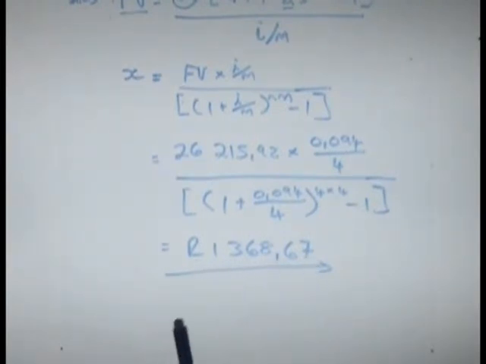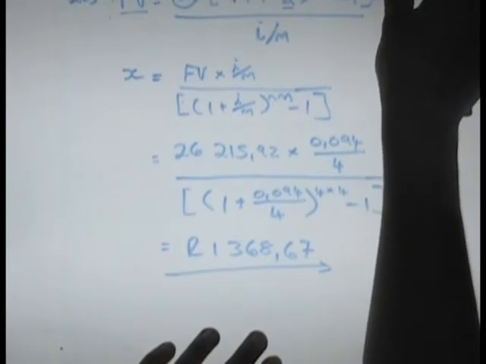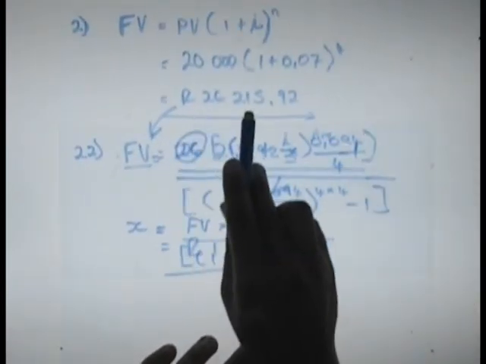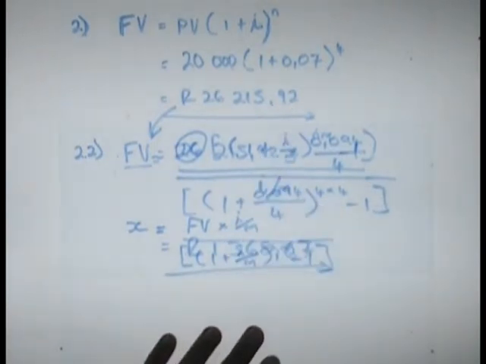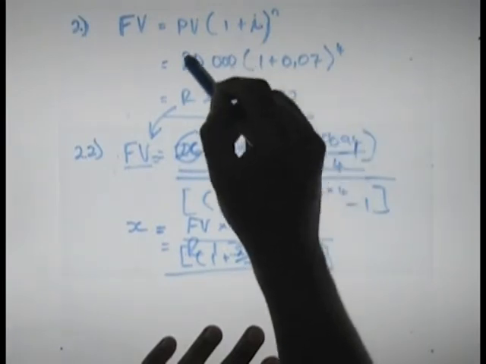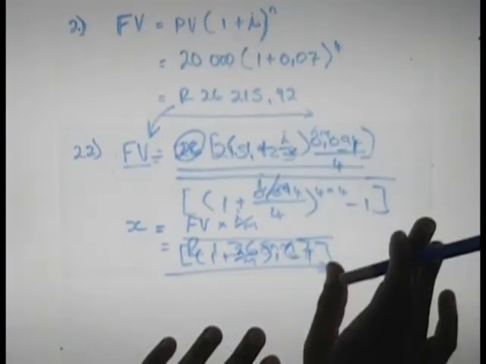Company A will have to pay 1,368 Rand and 67 cents every 3 months into the fund to, at the end of 4 years, have a value of 26,215 Rand, which will be the cost to replace this piece of equipment.